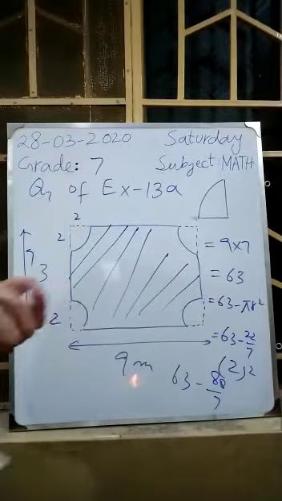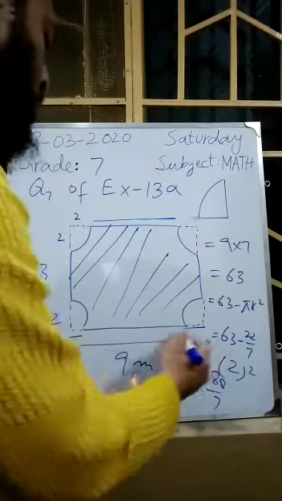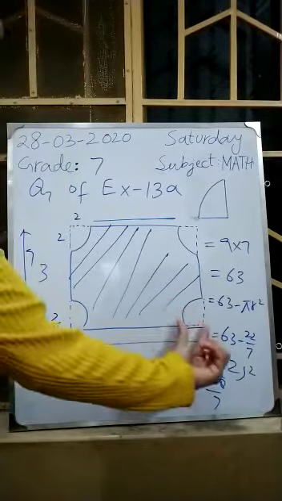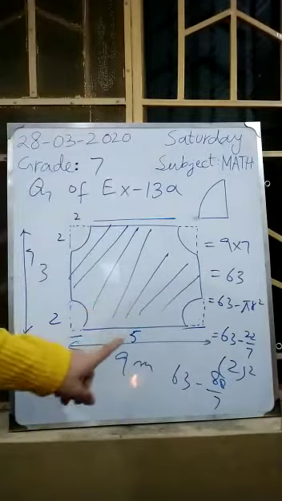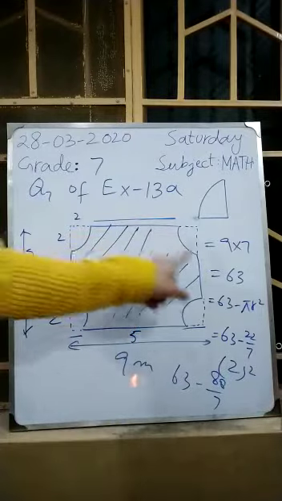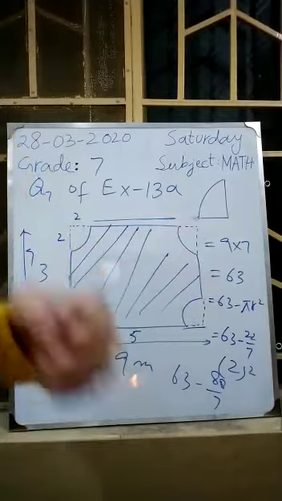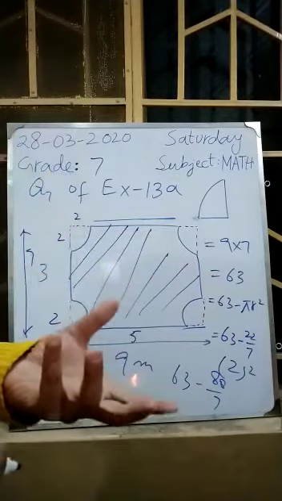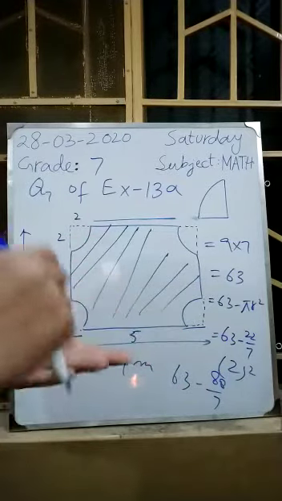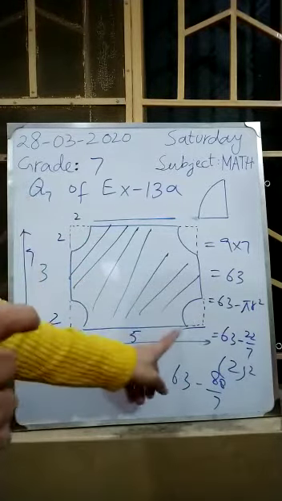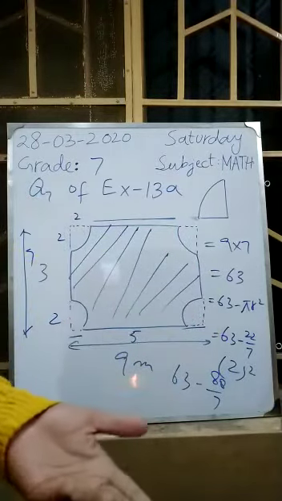Now for perimeter, what will you do? This is 9, minus 2 minus 2, so this is 5. It means this is 5. So you will add 5 plus 3 plus 5 plus 3, 4 boundaries, and for these circular portions you will find the circumference using 2 pi r. So for the perimeter of this figure you will write 2 pi r plus 5 plus 3 plus 5 plus 3. In this way you can easily find perimeter as well.